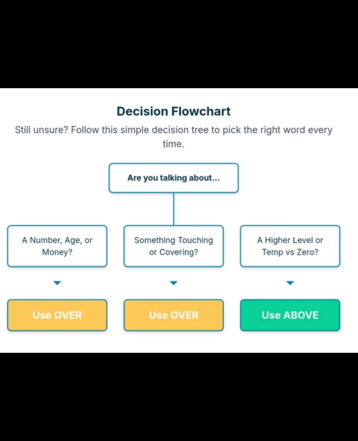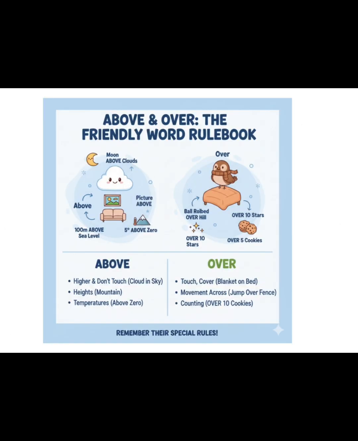Decision flowchart. Still unsure? Follow this simple decision tree to pick the right word every time. Are you talking about a number, age, or money? Use over and not above. In case of something touching or covering, again, use over. In case of a higher level or temperature versus zero, use above. Clouds, because the moon is way up high and doesn't touch them.